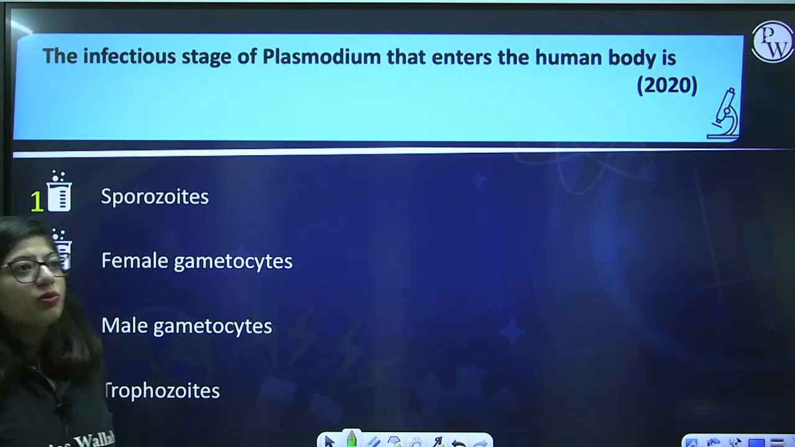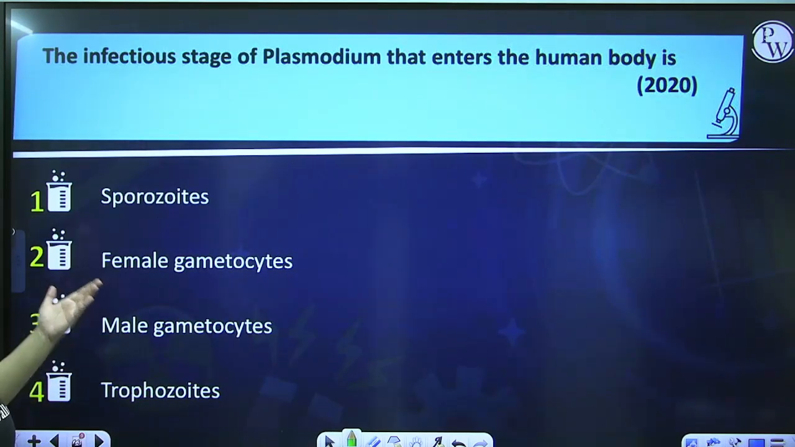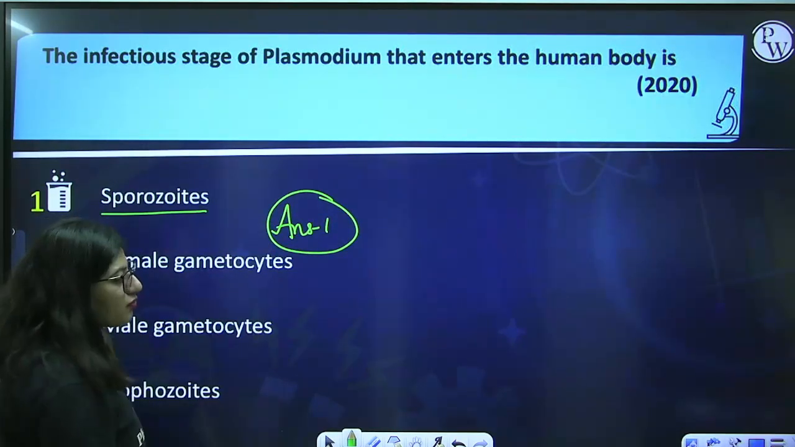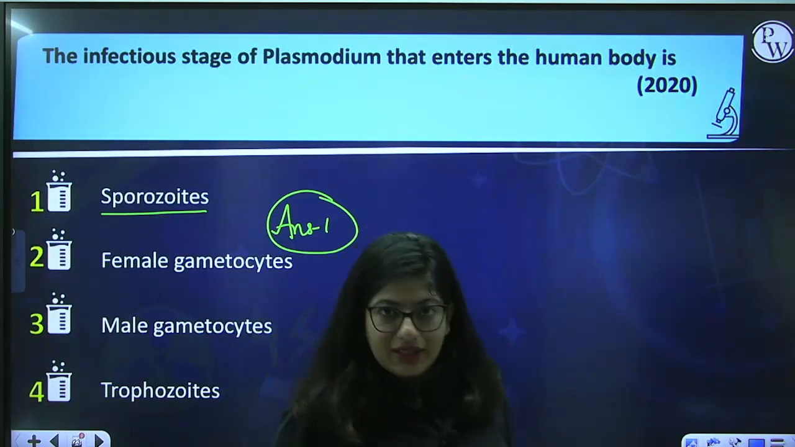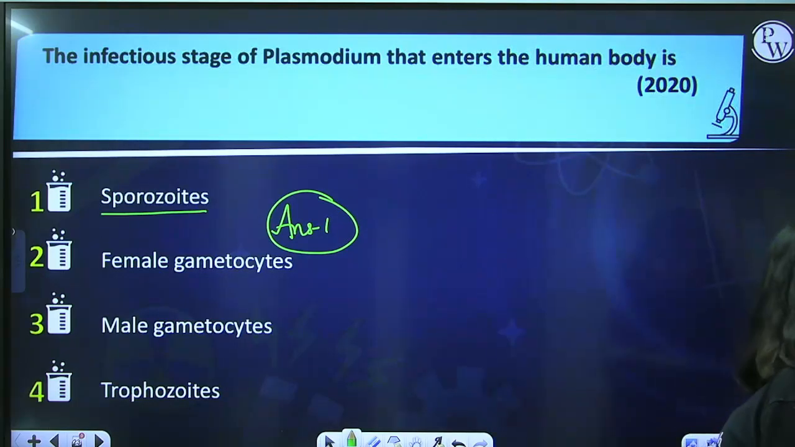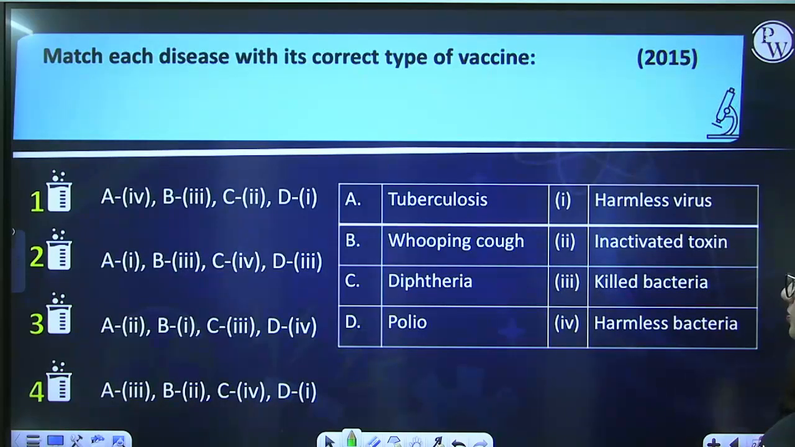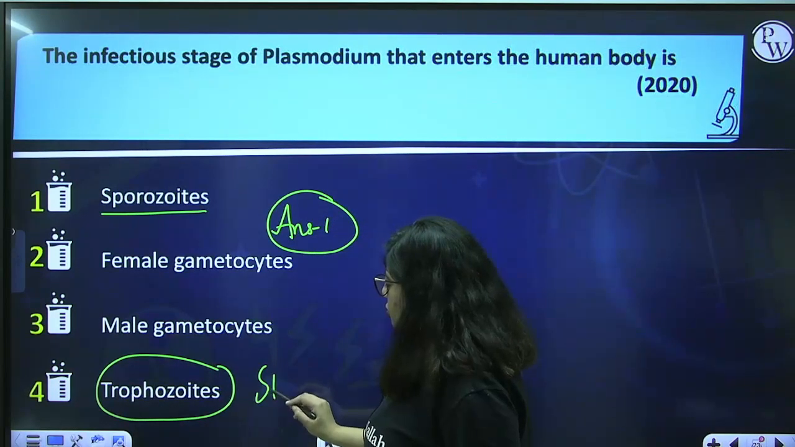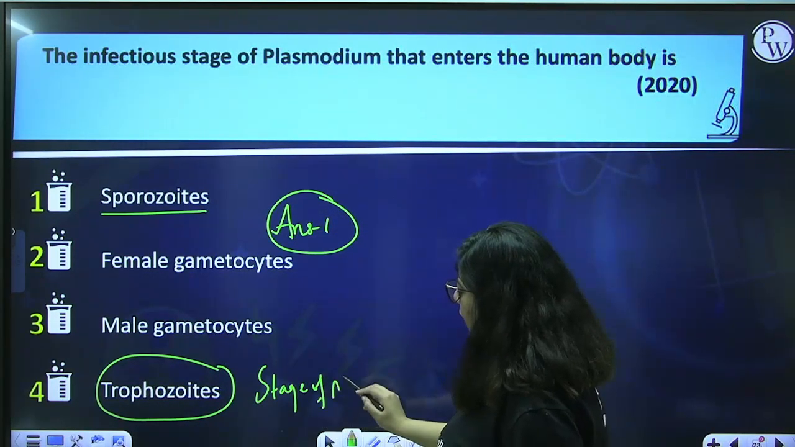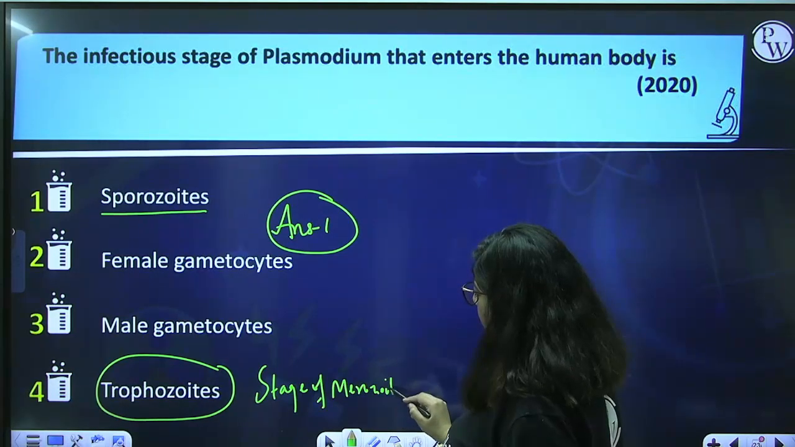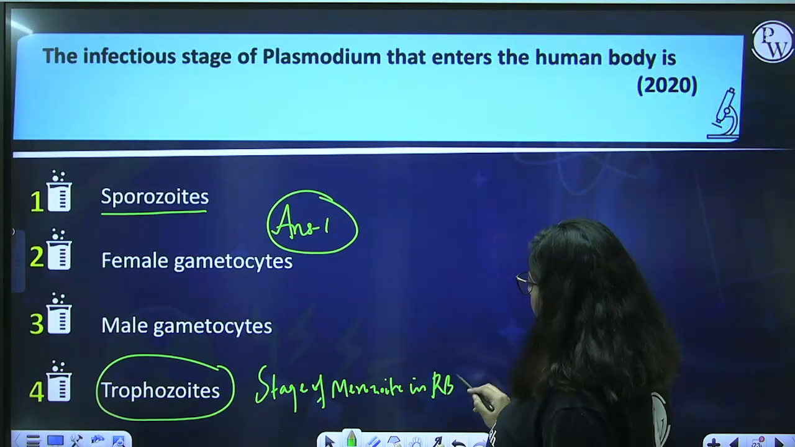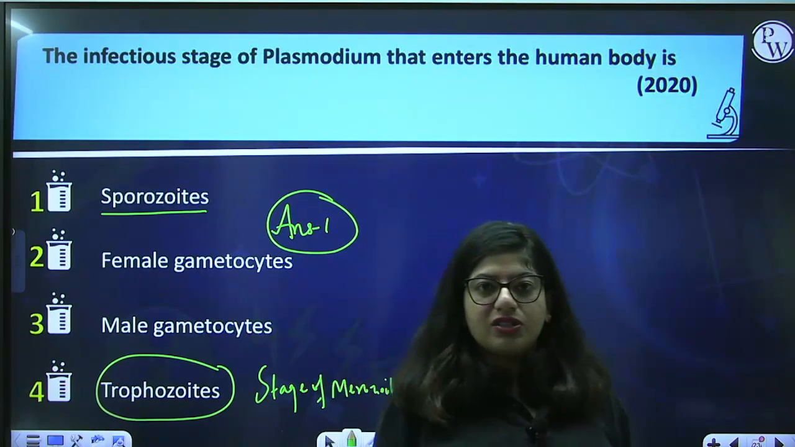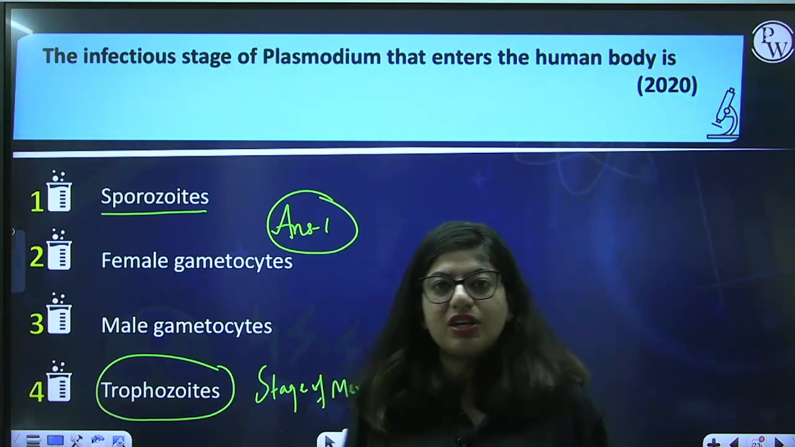Infectious stage of Plasmodium that enters the human body. Simple, sporozoite. Answer 1. What's the infective stage for mosquito? Gametocytes. Okay. Next. Okay, now you must be confused, ma'am. What is this trophozoite? This is a stage of merozoite in RBC. You don't have to go in that detail, but merozoite undergoes a lot of stages like trophozoite, signet ring stage. So that is one of them.